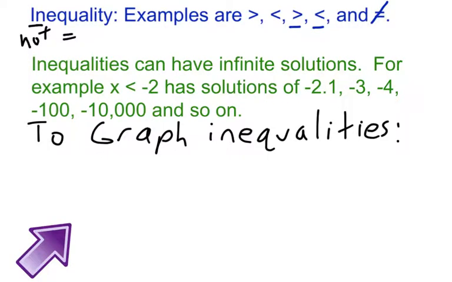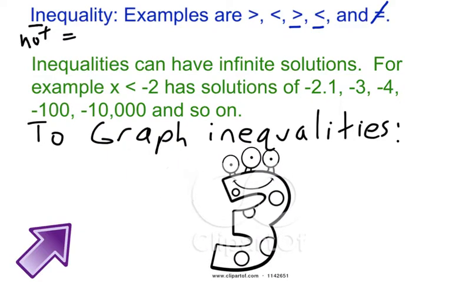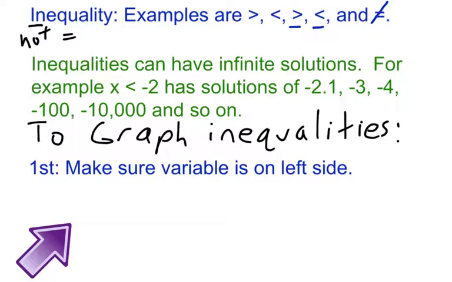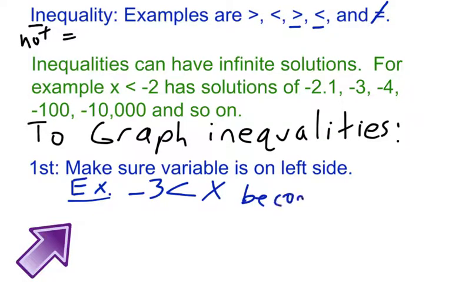Now to graph inequalities, we're going to have 3 steps that we need to remember. And this way we're always going to do it right. The first step is make sure the variable is on the left side. So for example, if you had -3 is less than x, that would become x is greater than -3.